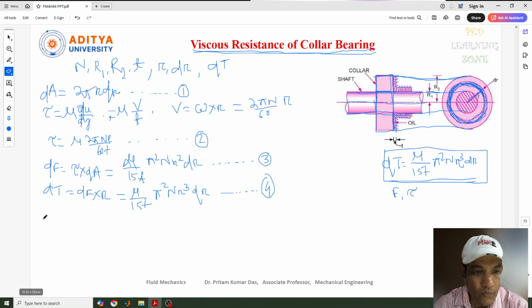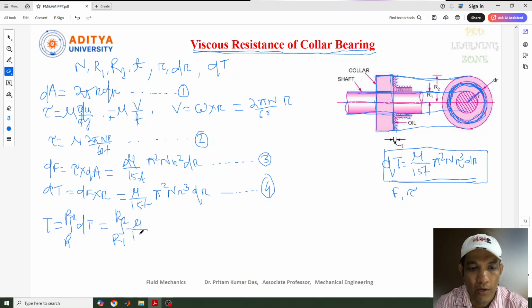So I'll write T equal to the integration from r1 to r2 of dT. So this one we can write as the integral from r1 to r2, just put all these values here, mu by 15t pi square N r cube dr. The constant terms we can take outside. The remaining terms will be kept inside, like mu by 15t and pi square N, and the remaining terms will be there as usual.